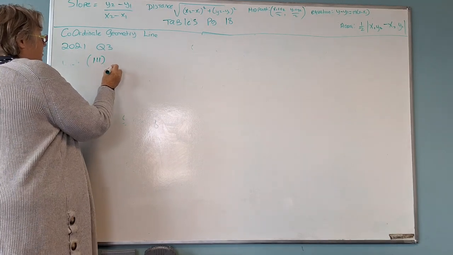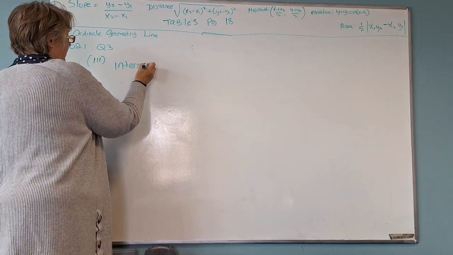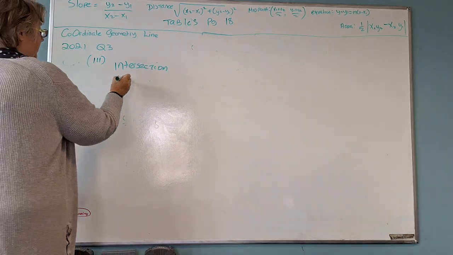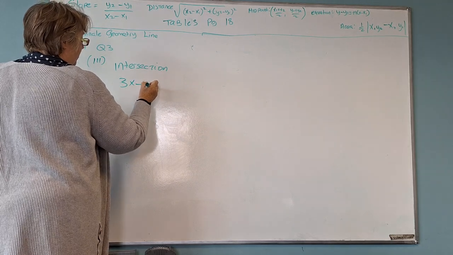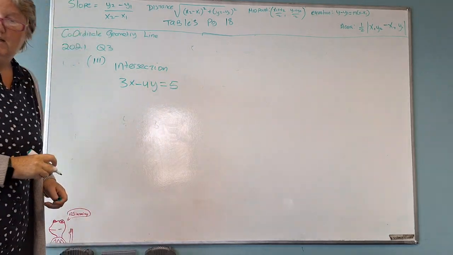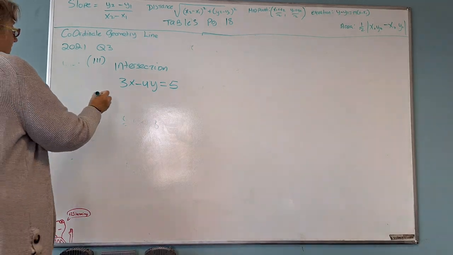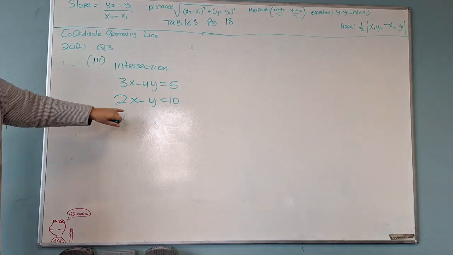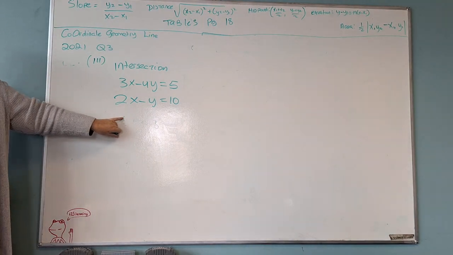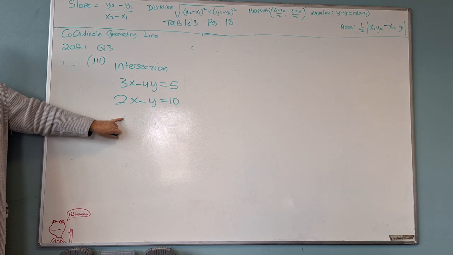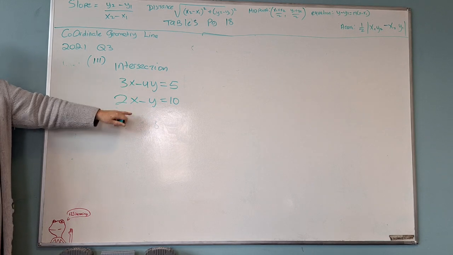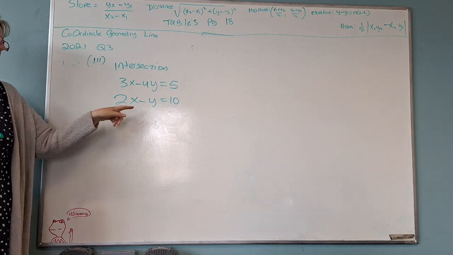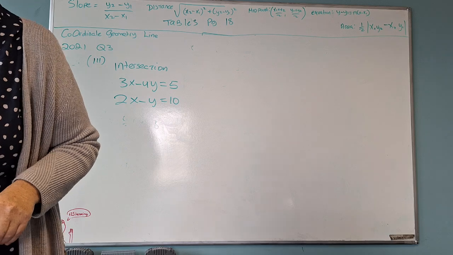is find the intersection between the lines 3x minus 4y equals 5 and 2x minus y equals 10. The only thing I'm going to say to you, this is a simultaneous equation. When you see the intersection of lines, it's a simultaneous equation. So we did that yesterday in the algebra. Those videos, I'll put links to them, they're on YouTube and you can refresh yourself on how to do simultaneous equations. Okay, so that's how you do that bit.